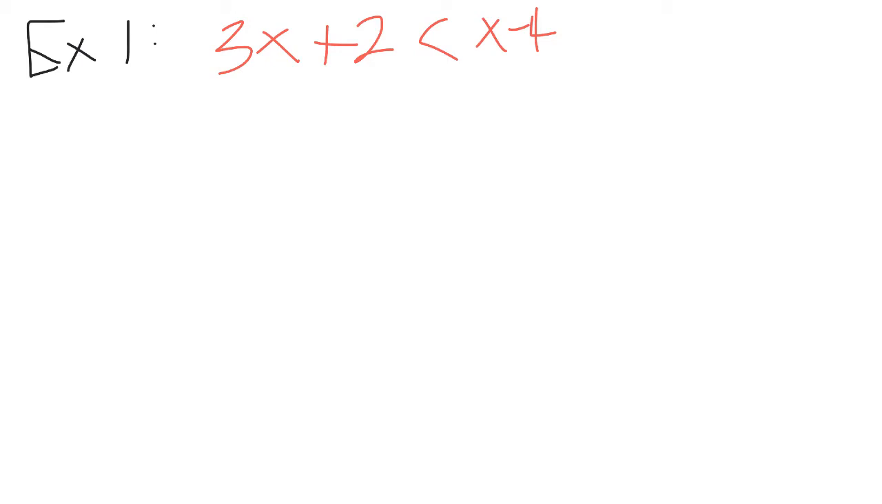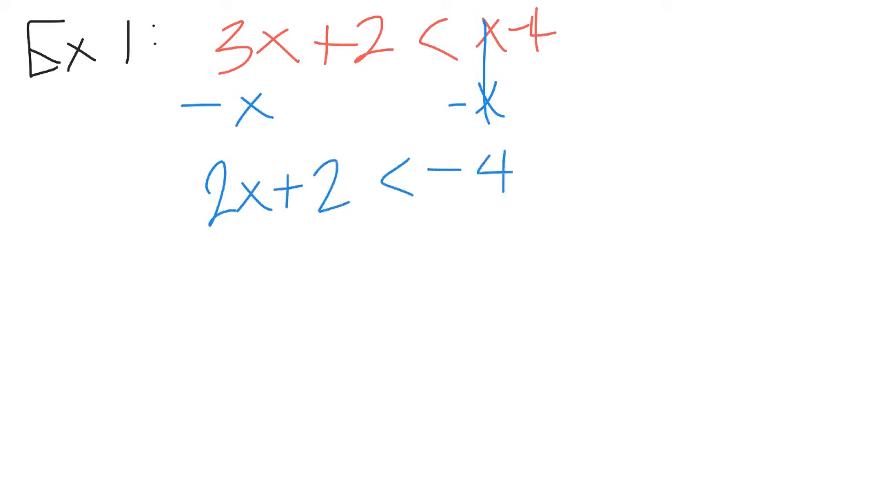Alrighty guys, example number 1. We have the inequality 3x + 2 < x - 4. You solve it just like solving a regular equation. We want to get the variables on one side, my constants on the other. So the first thing I'm going to do is subtract x from both sides. That eliminates the x on the right-hand side, and 3x - x is 2x. So I have 2x + 2 < -4.